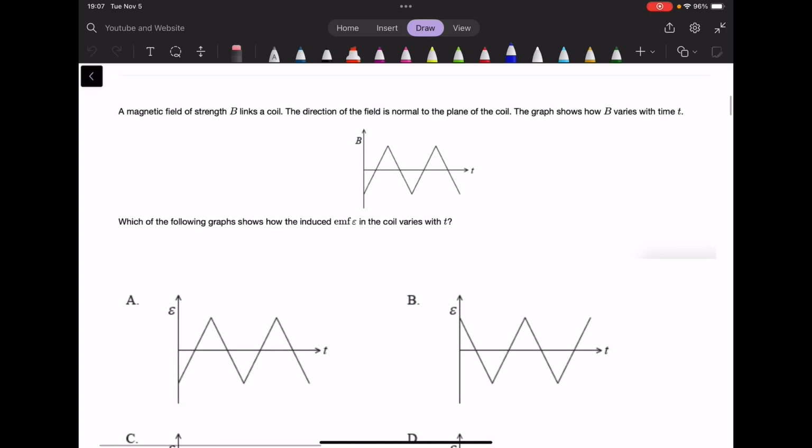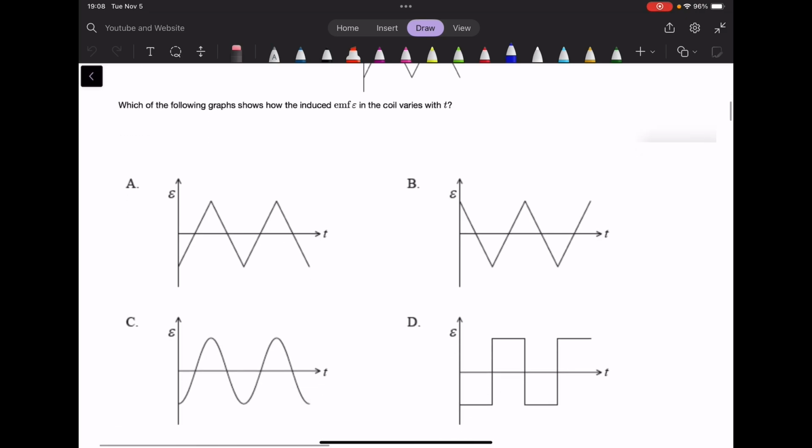A magnetic field of strength B links a coil. The direction of the field is normal to the plane of the coil. The graph shows how B varies with time t. Which of the following shows how the induced EMF in the coil varies with time t? And here are the graphs.